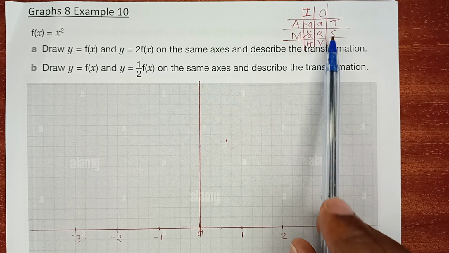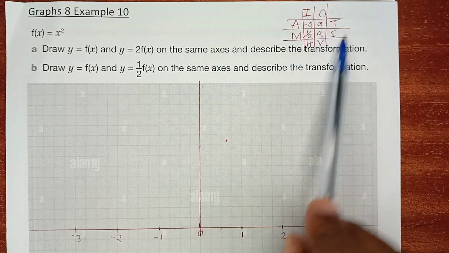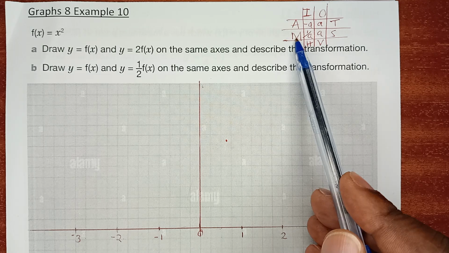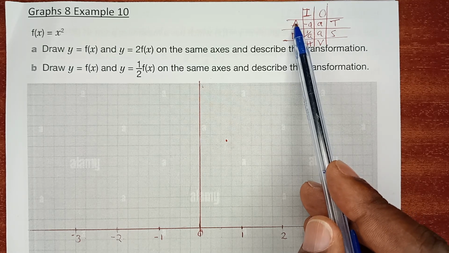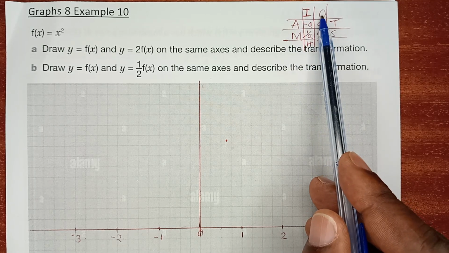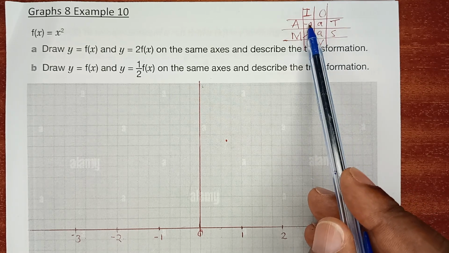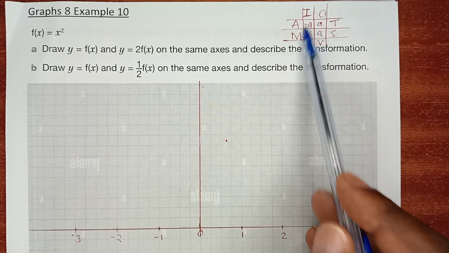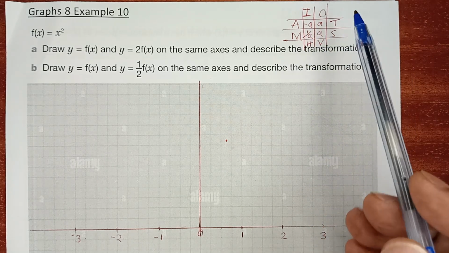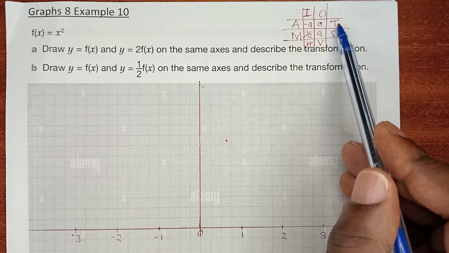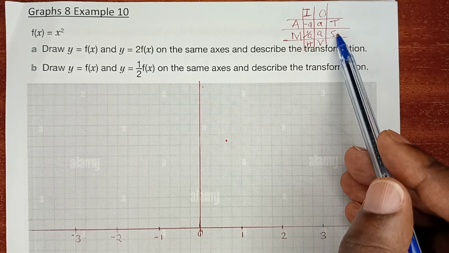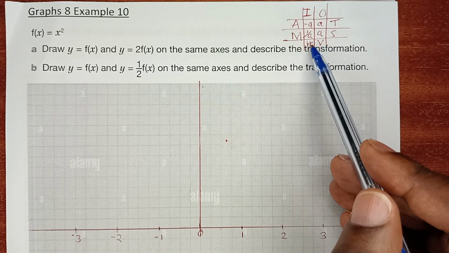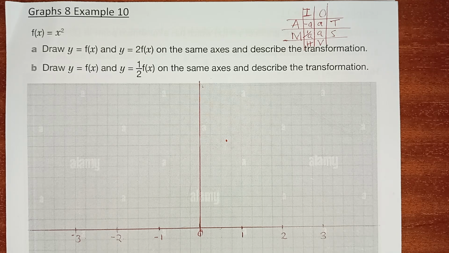And I want once again to explain my magic table. I call it the Mayo table, where M is multiplication, A is addition, I is inside, O is outside, and minus a, 1 over a, and a. These are parameters of transformation. T is translation, S is stretch, V is vertical, and H is horizontal.